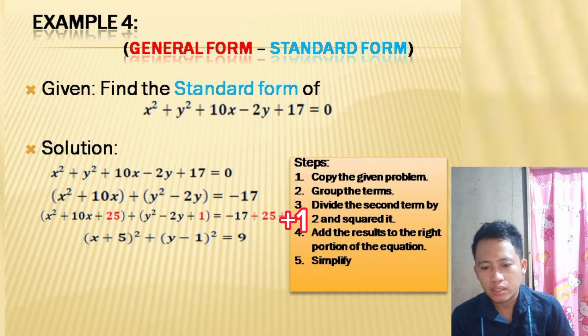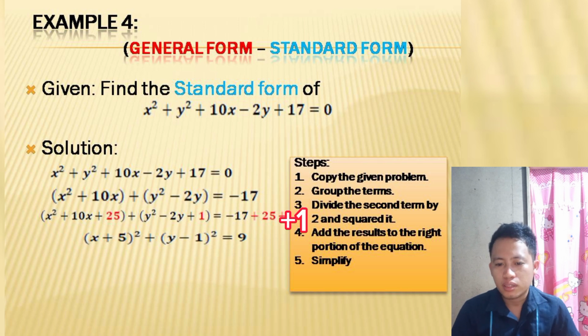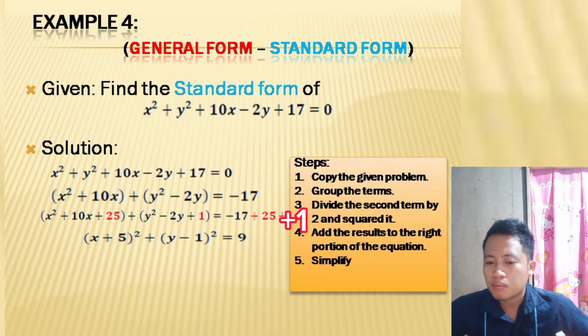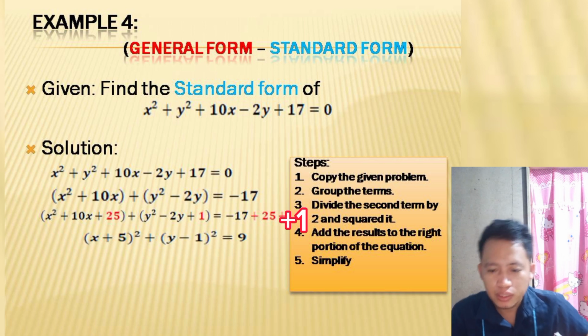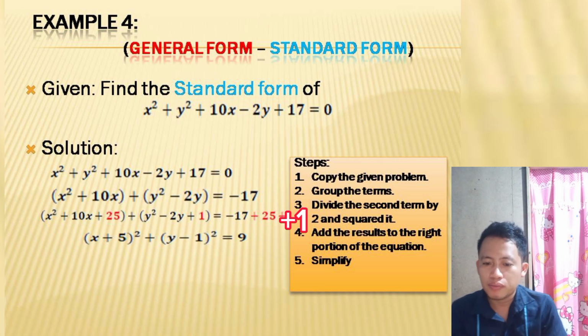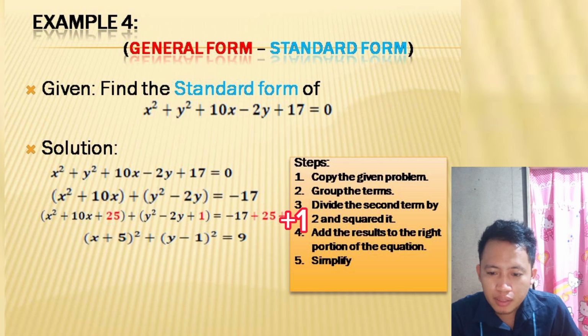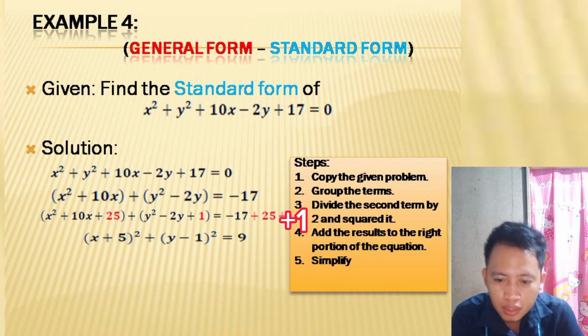So since we are done with variable x, let's proceed to variable y. We have y squared minus 2y. Look at the second term. We have negative 2y. Divide the number by 2. Negative 2 divided by 2 is equal to negative 1. Then square that. Negative 1 squared, we have positive 1. So write plus 1. Yung nakared dyan. Then since you are adding 25 and 1 to the left side, let's add 25 and plus 1 to the other side. Understood? So this is now our answer.